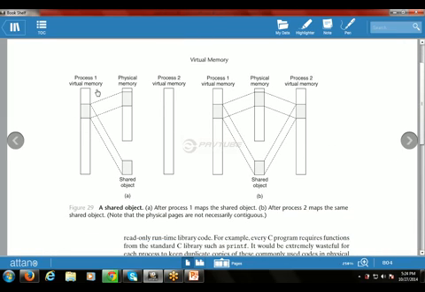So this is process 1's virtual memory and physical memory. This is how mapping is done between the virtual memory and the physical memory. Then process 2 has its own virtual memory. So process 1 contains virtual memory, process 2 contains virtual memory, and in between there is a shared physical memory. This is the shared object.